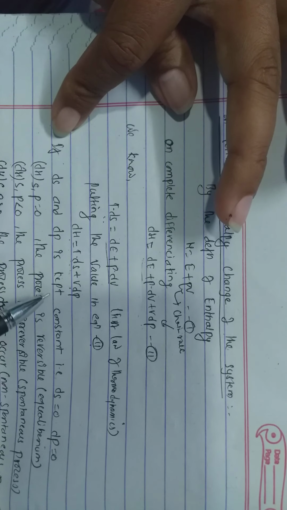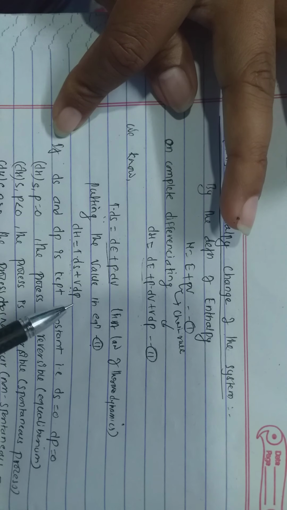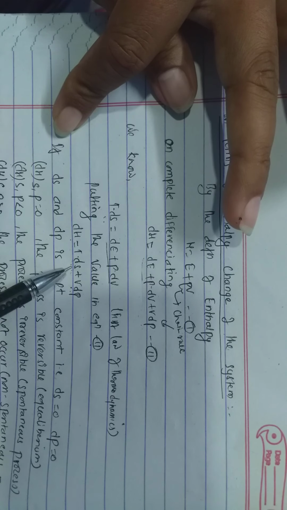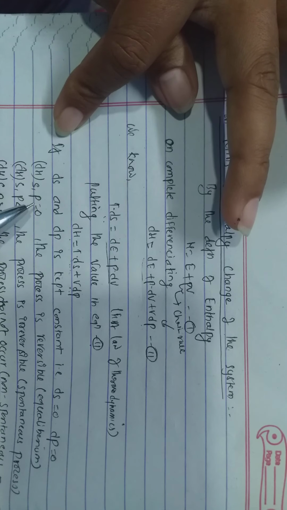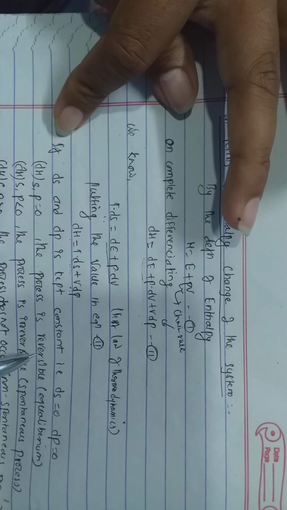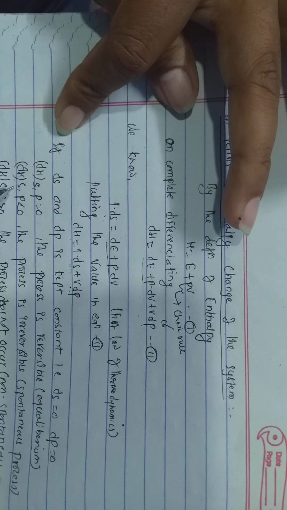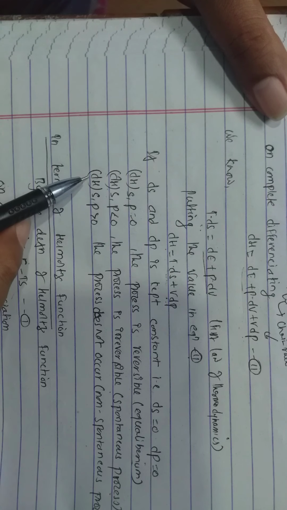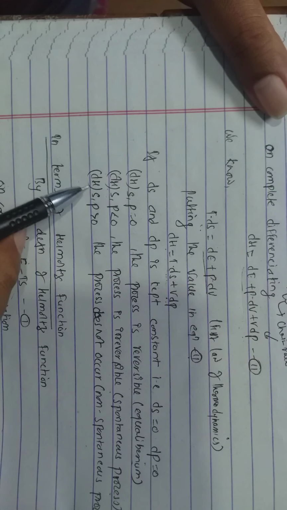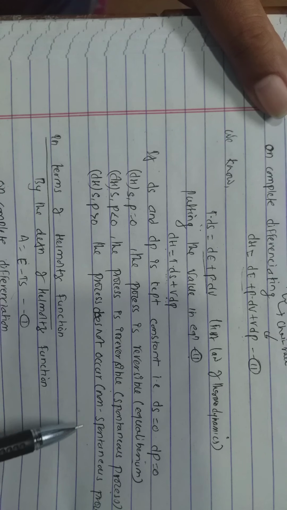If dS and dP are kept constant, that is, we keep the pressure and the entropy constant, then dS is equal to 0 and dP is equal to 0, and we get the result. If it is equal to 0, then the process is reversible, that is, the equilibrium condition. If the enthalpy change at constant entropy and pressure is less than 0, the process is irreversible, that is, a spontaneous process. And if the enthalpy change at constant entropy and pressure is greater than 0, the process does not occur. That is a non-spontaneous process.